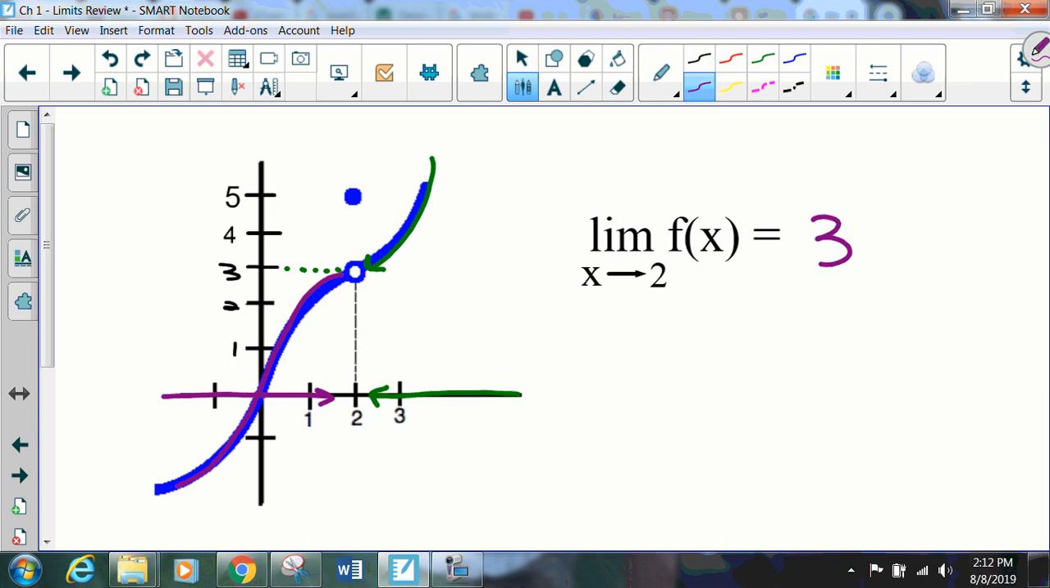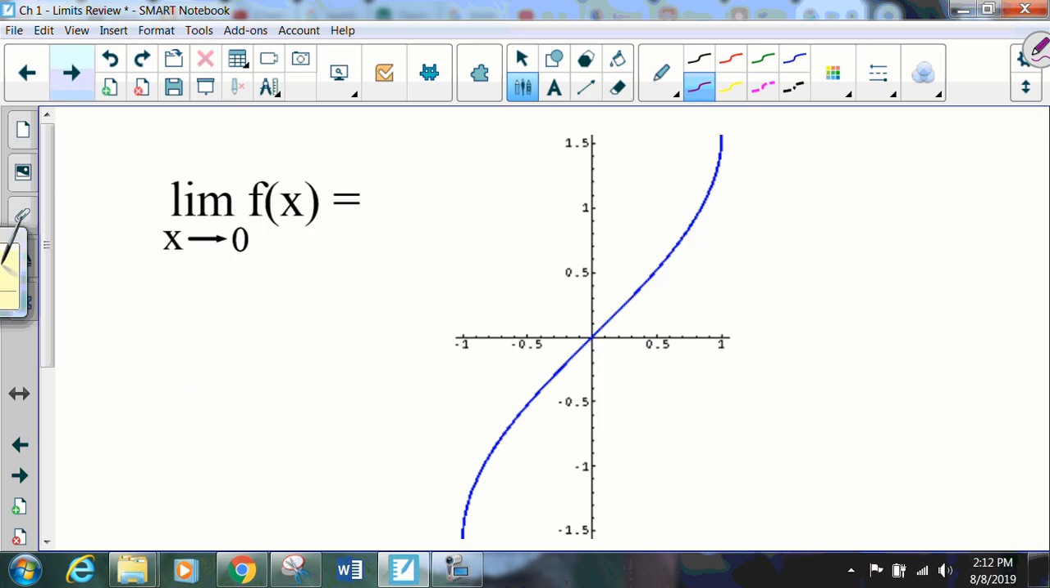Now, just to compare, if the problem also asked you to find the value of the function when x is exactly equal to 2, so f of 2, we would note that although the limit is equal to 3, the value is actually this dot up here. And so that would equal 5.